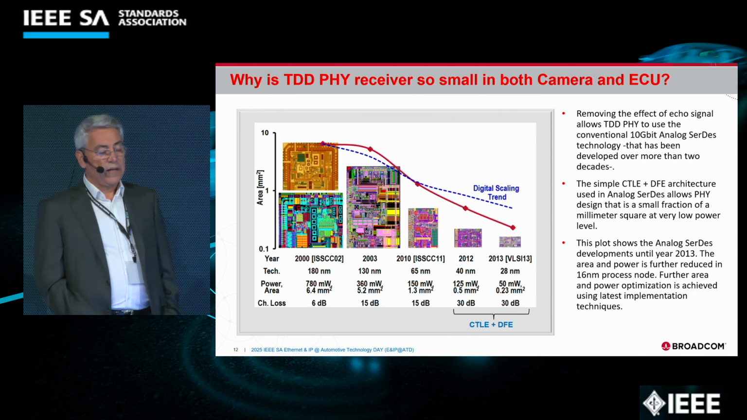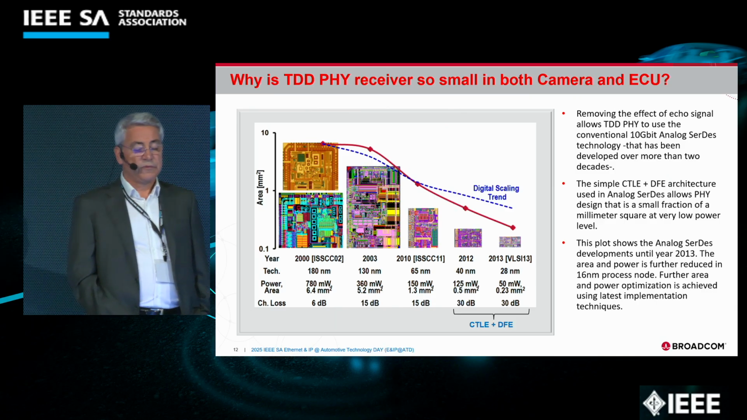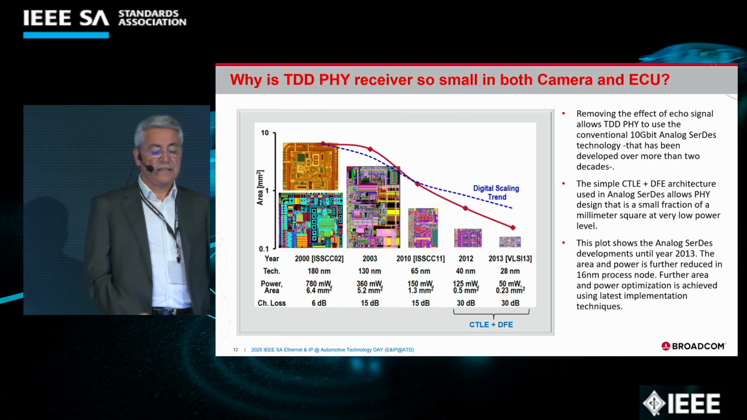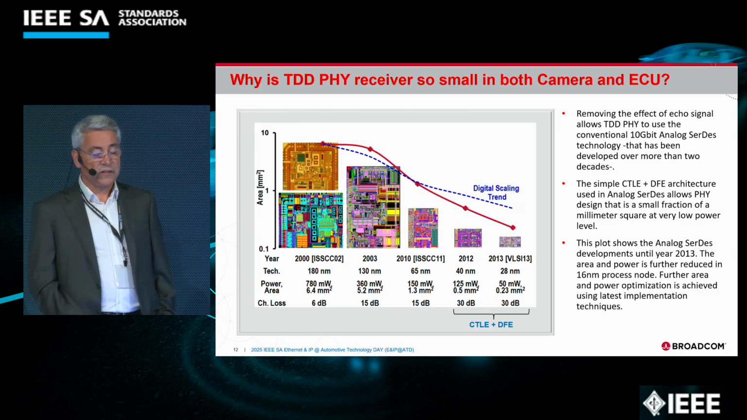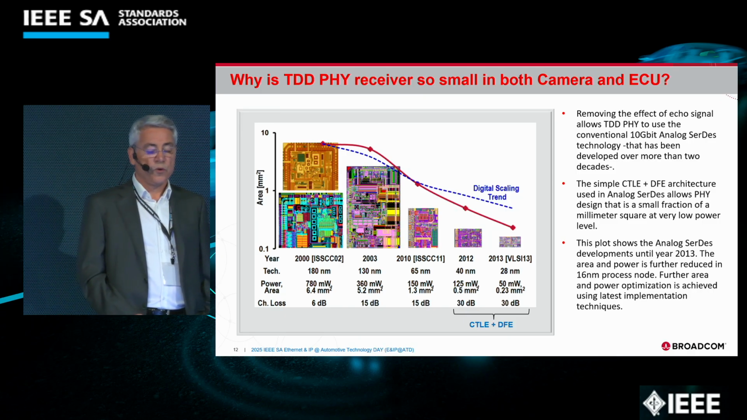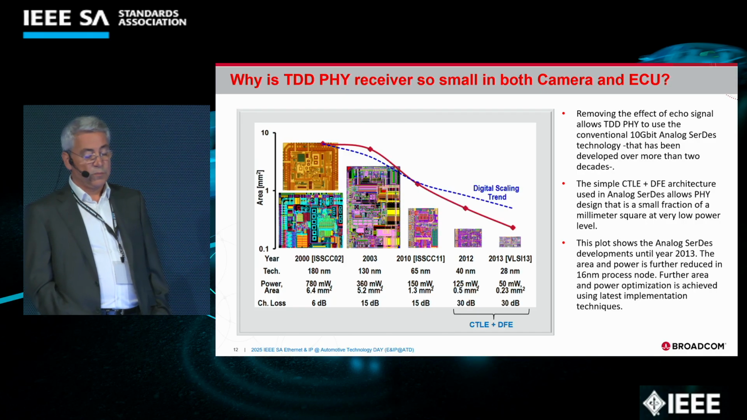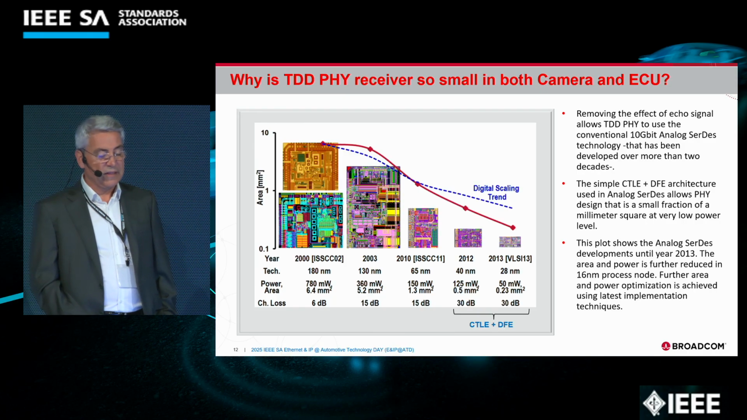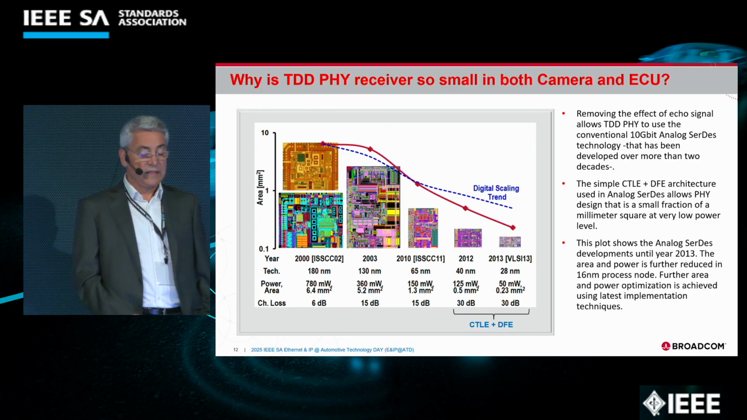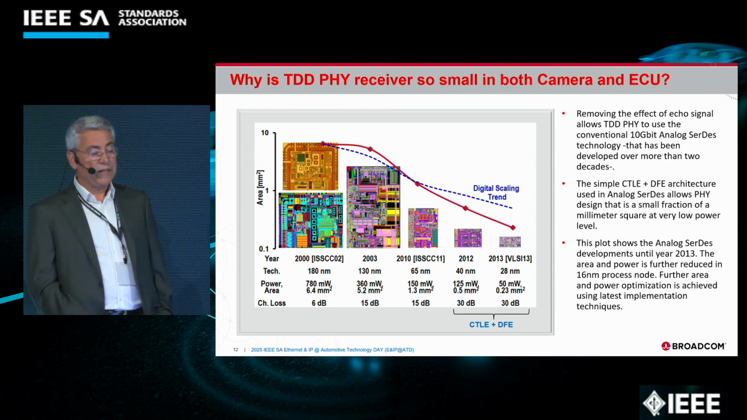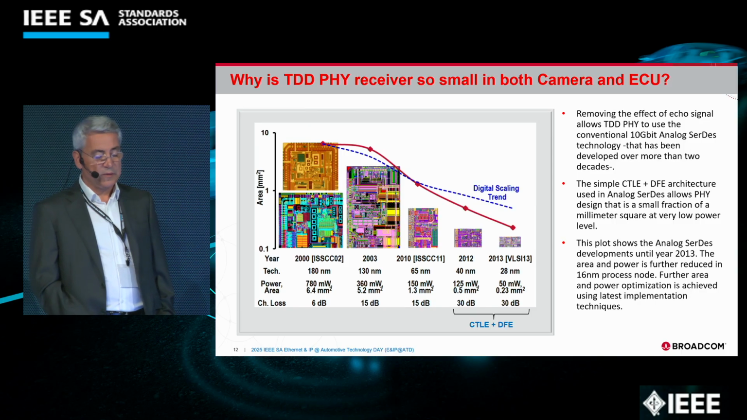One question is, why is the TDD PHY receiver so small for the camera and ECU? Removing the effect of the echo signal from the TDD PHY allows us to use the conventional 10 gigabit analog SerDes technology. This technology has been developed over more than 2 decades ago. The plot here shows the 8-port 10 gigabit analog SerDes scaled down significantly from 2000 to 2013, and the area and power is drastically reduced while the channel conditions are worsened. So in other words, the performance increased, but the area and power have been decreased significantly.